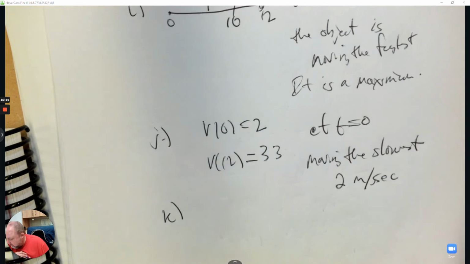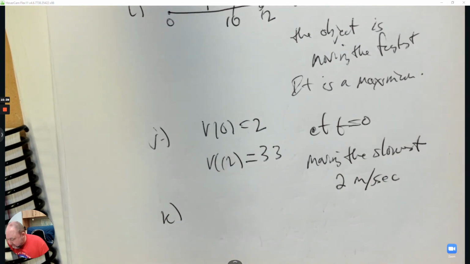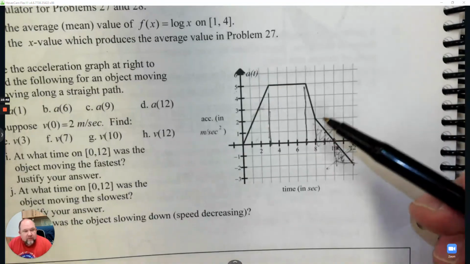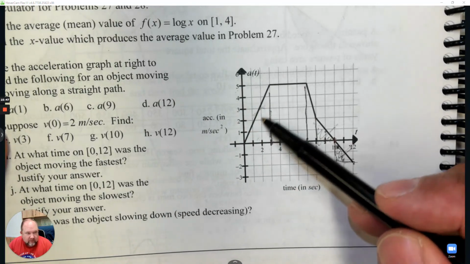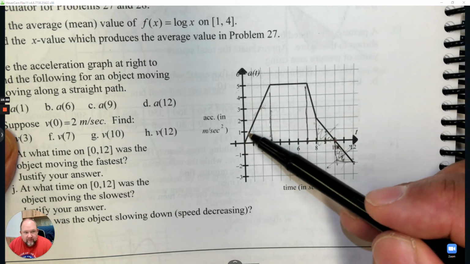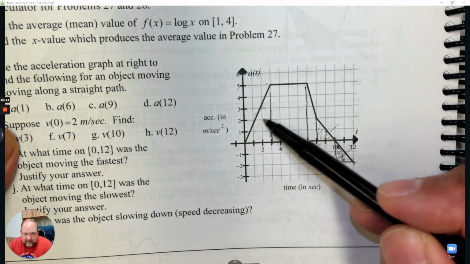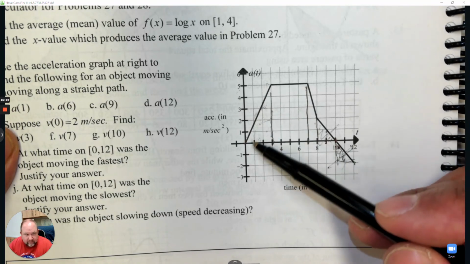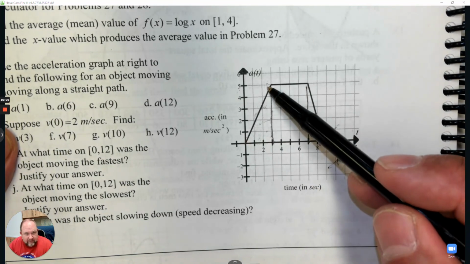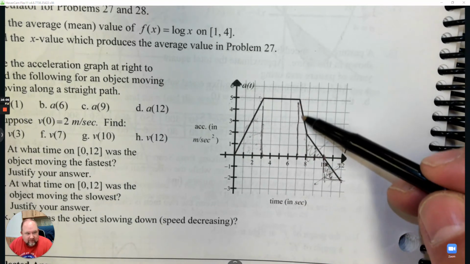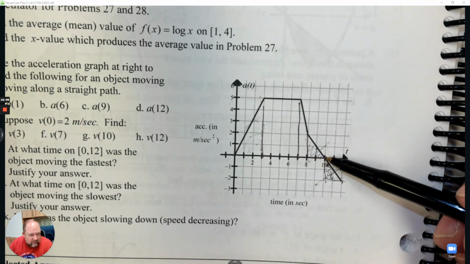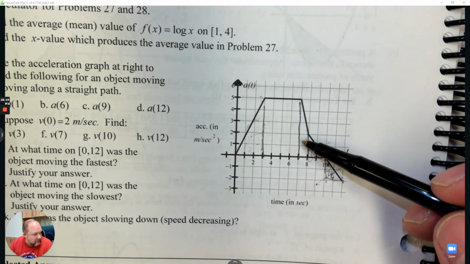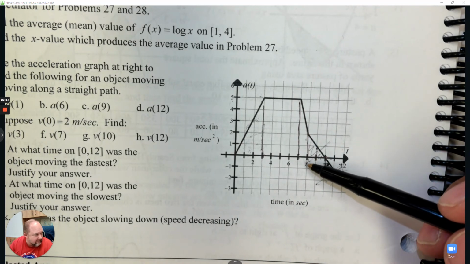K, when was the object slowing down? When was it decreasing? That's when the signs don't match. So when you find the area, it's positive area, and when the acceleration and the velocity match. So from 0 to 3, the acceleration is positive and the velocity is positive. So from 0 to 3, it's speeding up. Here it's the same. So here the signs change, right? So from 7 to 10, the acceleration is decreasing, but the velocity is positive. That means it's slowing down between 7 and 10.